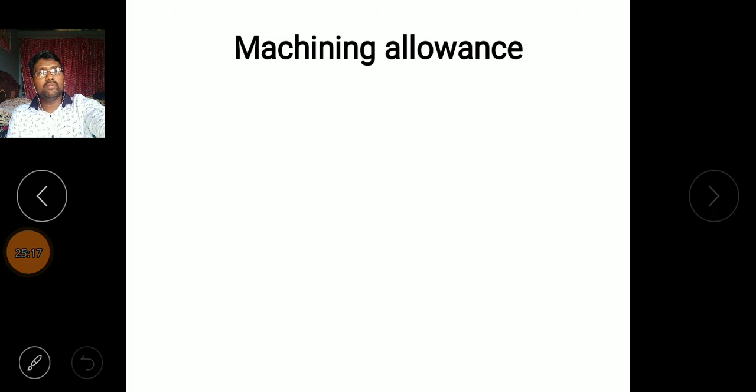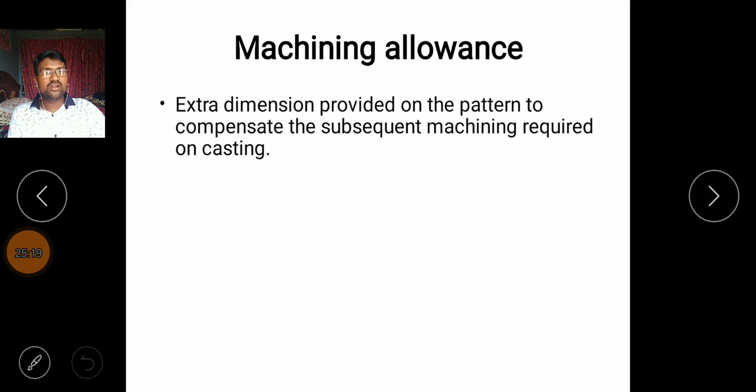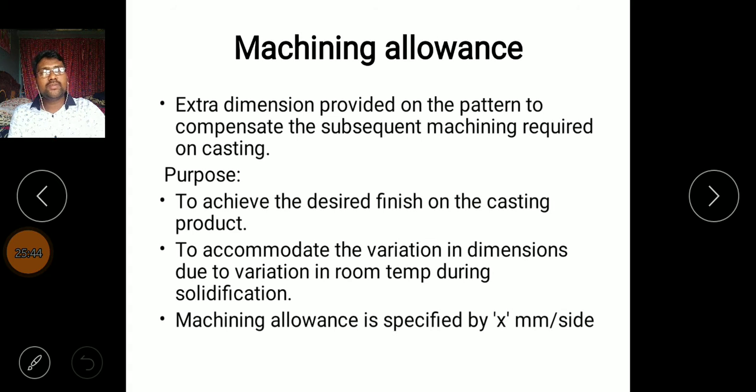Next, coming to machining allowances. These are extra dimensions provided on the pattern to compensate for the subsequent machining required on the casting. After the completion of the casting process, we have to machine away some extra material, or for finishing we have to provide some extra material. The extra dimensions are known as machining allowances. What is the purpose of maintaining the machining allowances? To achieve the desired finish on the surface of the product.